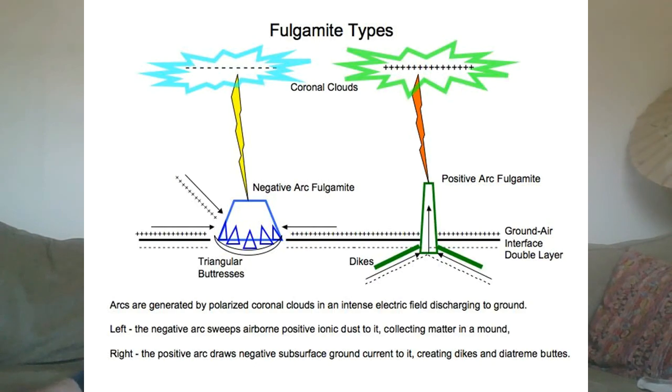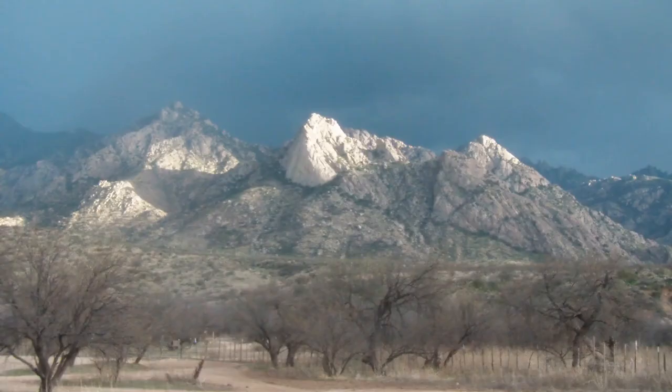So this next image is my theory on the difference between a positive and a negative strike and the fulgamite that forms. What we're talking about is shown on the right-hand side of this diagram, and that is the positive cloud-to-ground strike that I think formed Shiprock and Gathla Peak and this Thimble Peak that we're looking at in the Catalina Mountains. I believe those are positive cloud-to-ground strikes that formed those fulgamites. In future shows, I'll get into the other type of fulgamite that I'm seeing, which is a negative cloud-to-ground strike, and why its morphology is different, and my theory about why that is.